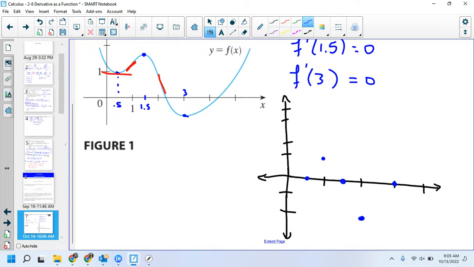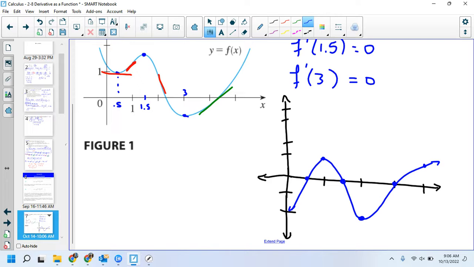Okay. And what do you think my slope is here? Looks like it's about 1 again, right? Don't you think these lines kind of look parallel right here? Yeah. So it looks about 1. So at 4, it looks like it went back up to 1. So here I can graph my derivative. There's the graph of my derivative.